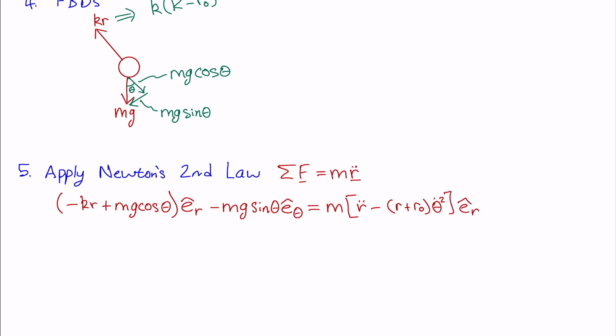In the e hat r direction, plus m times (r plus r0) theta double dot plus 2 r dot theta dot in the e hat theta direction.